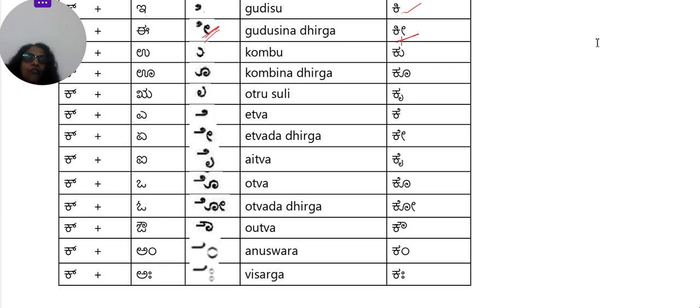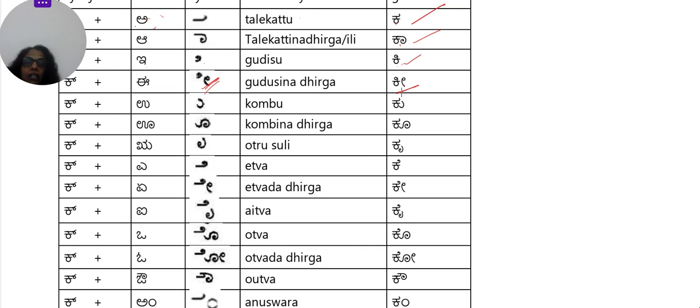So the Gunitakshara for Ka, only Ka, will be Ka, Ka, Ki, Ki, Ku, Ku, Kr, Ke, Ke, Kai, Ko, Ko, Kau, Kam, Kaha. So this is called Gunitakshara. This last column, where all the swara sounds are applied and also written in their symbol forms, is called Gunitakshara. I'll just repeat it again: Ka, Ka, Ki, Ki, Ku, Ku, Kr, Ke, Ke, Kai, Ko, Ko, Kau, Kam, Kaha.